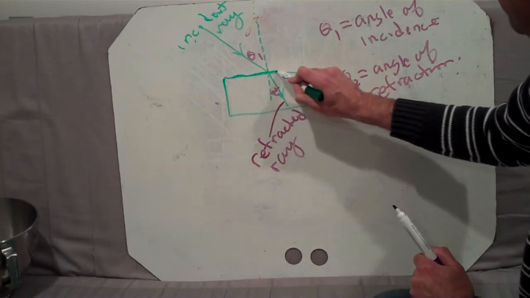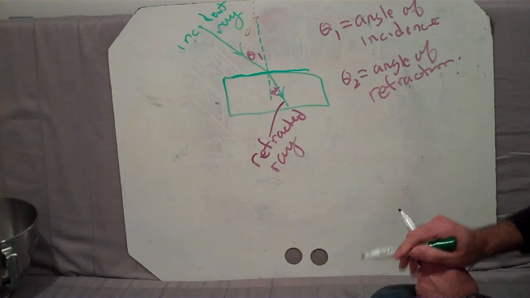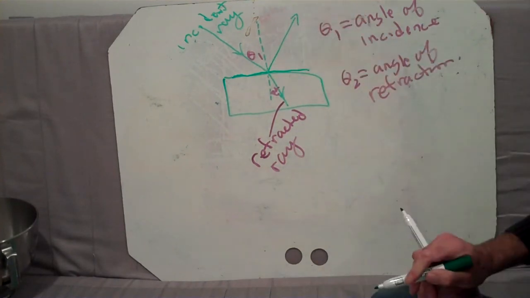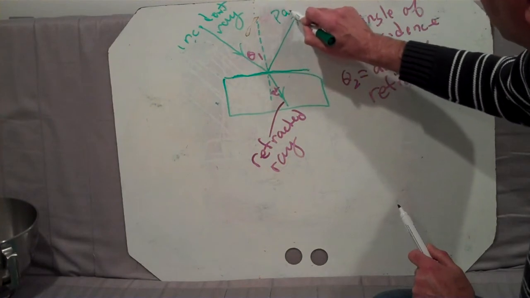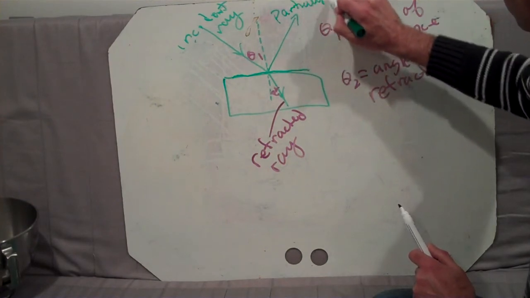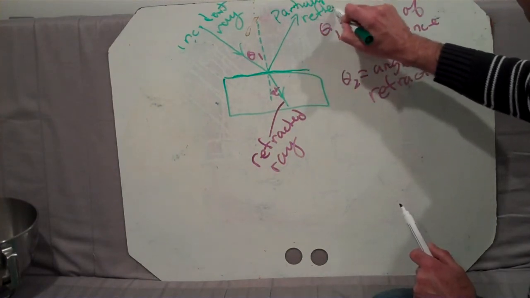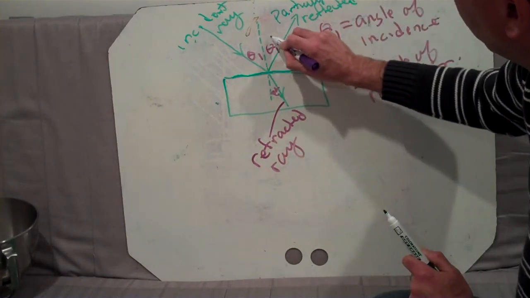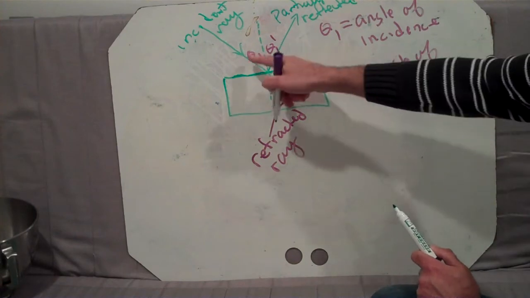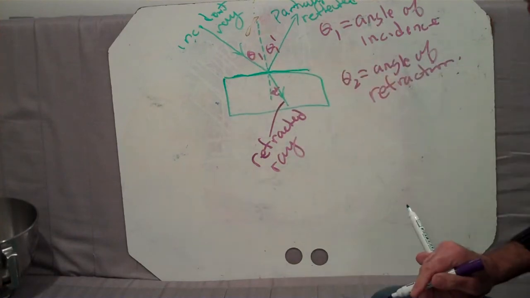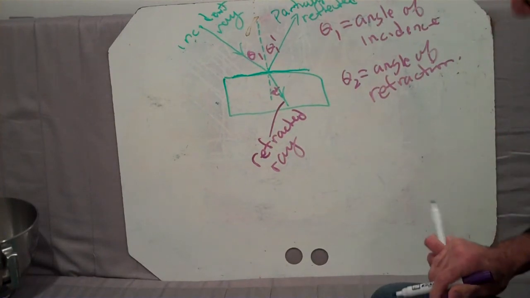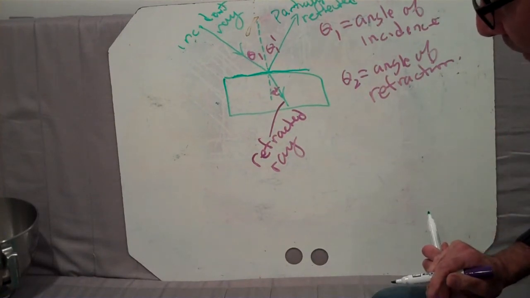Okay, now at the boundary something else happens. What happens at this boundary here? That's right, we have some partially reflected ray. Okay, and theta 1 prime, we know that theta 1 is going to equal theta 1 prime. Those are going to be equal. Okay, all right, so that's just a little quick review of refraction.